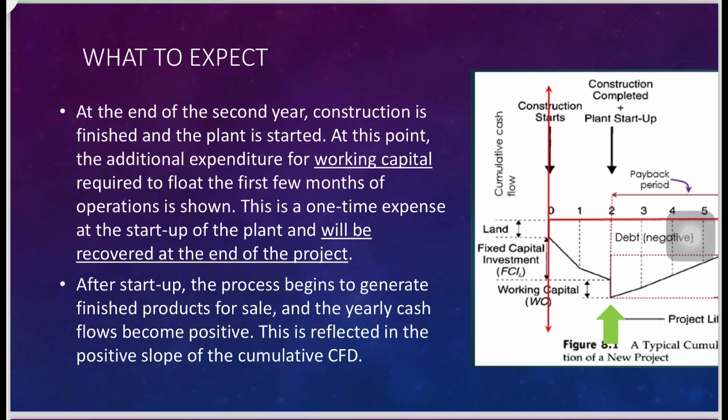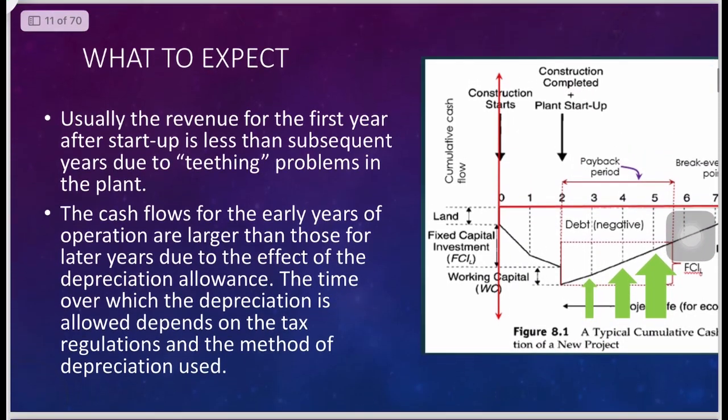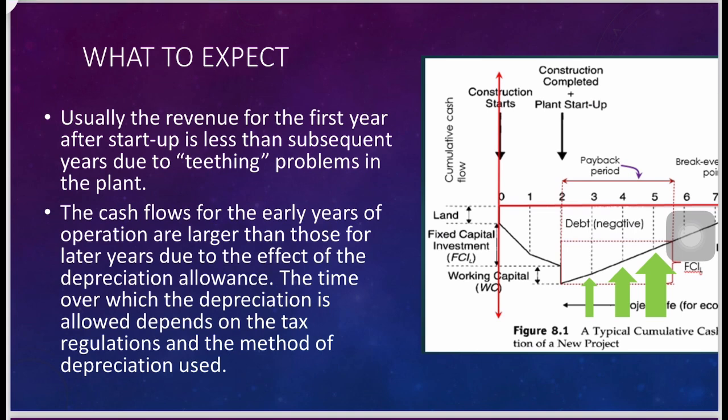After startup, the process begins to generate finished products for sale and the yearly cash flows become positive. This is reflected in the positive slope of the cumulative cash flow diagram. Okay. Usually the revenue for the first year after startup is less than subsequent years due to teething problems in the plant. Okay, so teething problems meaning dili ta diretso mag 100% capacity.